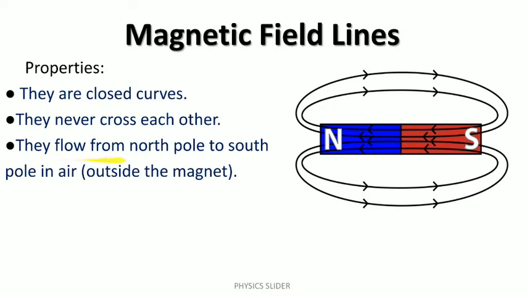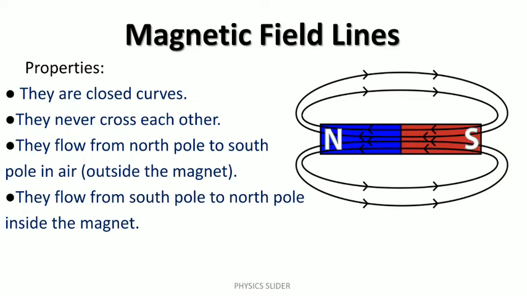They flow from north pole to south pole in air. In air means outside the magnet. Outside the magnet, the direction of the magnetic field lines is north pole to south pole.